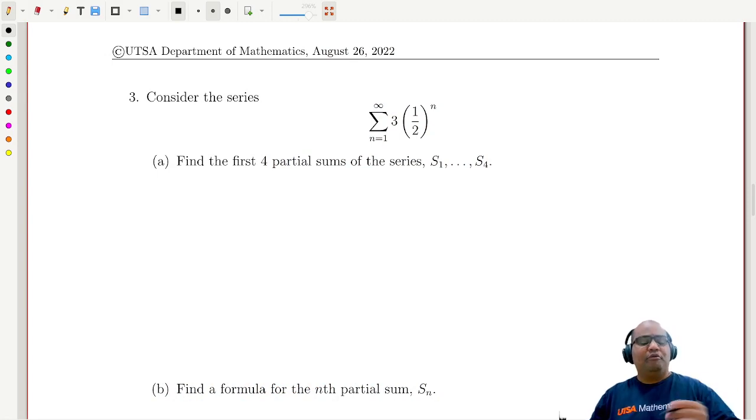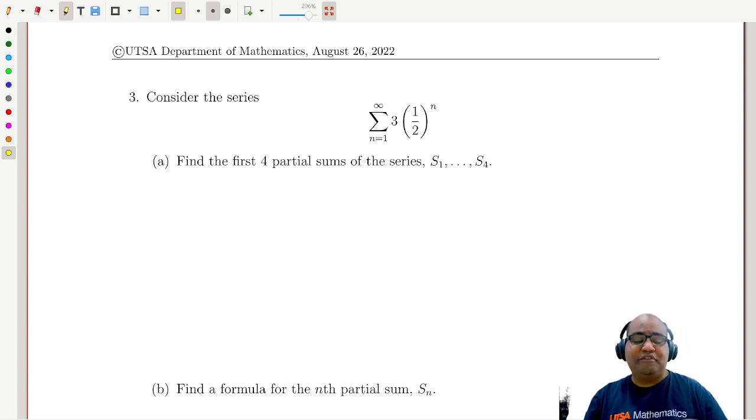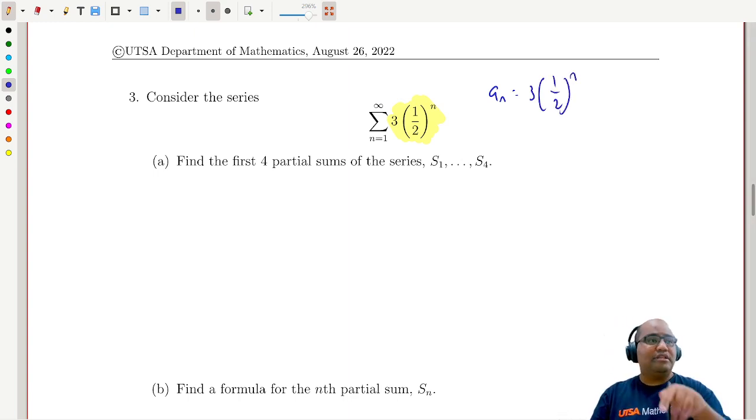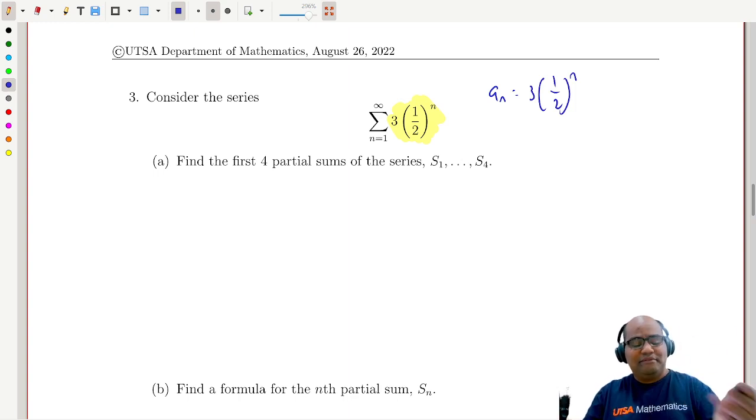So we have a particular form of a series here. We're going to look at this one here. The series, as we're going to sum from n equals 1 to infinity, 3 times 1/2 to the n. So let's go ahead and make note of what our an here is. That's this thing in the yellow highlight as before. So let's make a note that our rule an is 3 times 1/2 to the n. Okay. Notice that we are multiplying each term by 1/2 to get the next term.